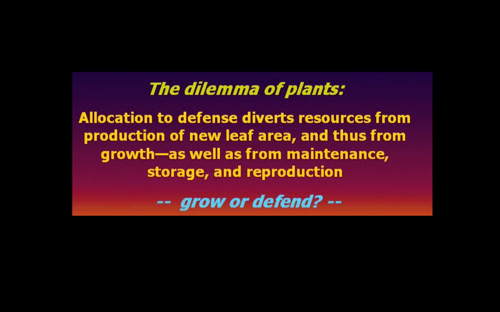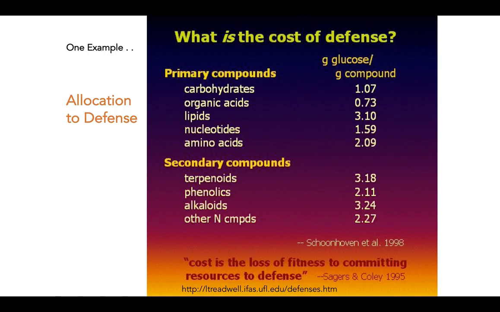So if a plant allocates more resources to defense, it's going to limit potential future growth rate. But also, it's going to diminish its capacity for maintenance, storage, and also reproduction. Okay? So here's a dilemma of plants. Should I grow or should I defend myself? Should I allocate my limited resources to defense, or am I going to allocate those resources to growth? A trade-off. This is a dilemma of plants.